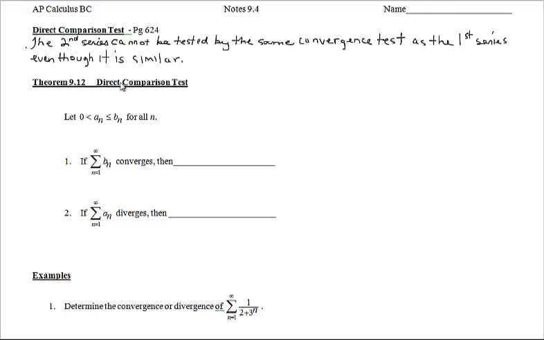Direct comparison test, sometimes known as the DCT, that's how I will abbreviate, and it's totally acceptable. Okay, so the DCT, the direct comparison test. And just a side note here, this test is for positive term series, so it doesn't work for negative terms. So you might want to put yourself a note for positive terms only.